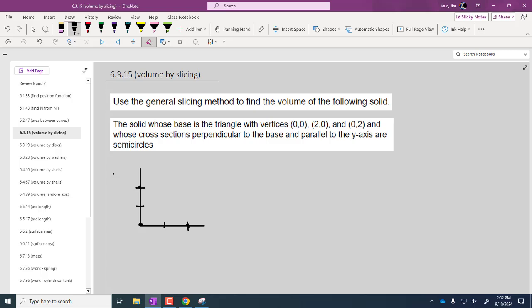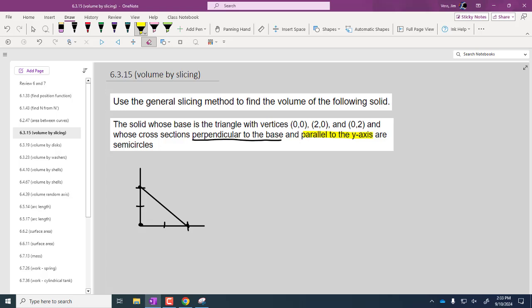So here is the base of our solid object. So the base is flat on the ground. The cross sections are perpendicular to the base. Yes, of course they're perpendicular to the base. That doesn't give us any extra information yet. The part that's important is right here.